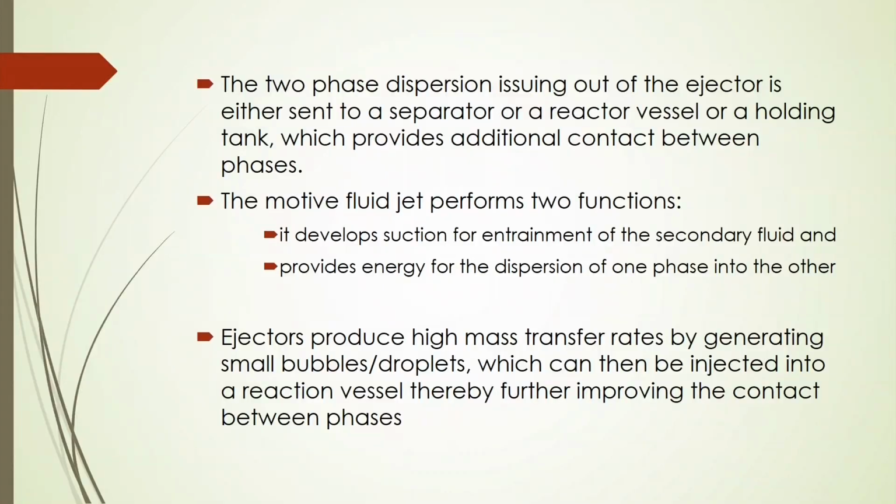And in this case the motive fluid jet performs two functions: it develops suction for entrainment of the secondary fluid, and also provides energy for the dispersion of one phase into the other. The ejector produces higher mass transfer rates by generating smaller bubbles or droplets, if you are applying a liquid-liquid system, which can then be injected into a reaction vessel, thereby further improving the contact between the phases. So, in this way you can intensify the chemical process by the ejector system.